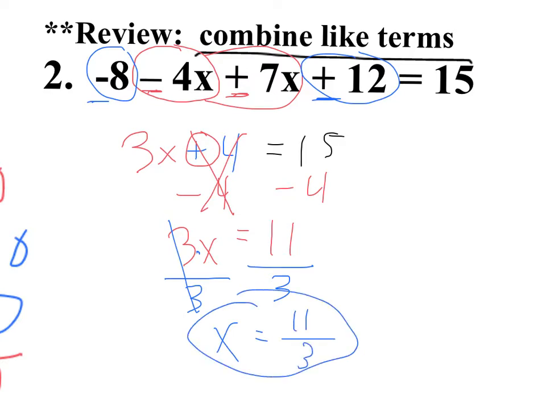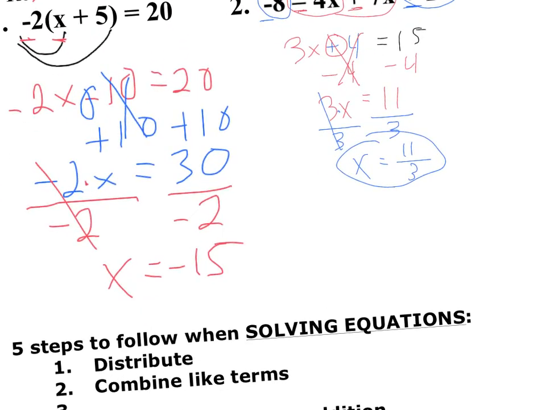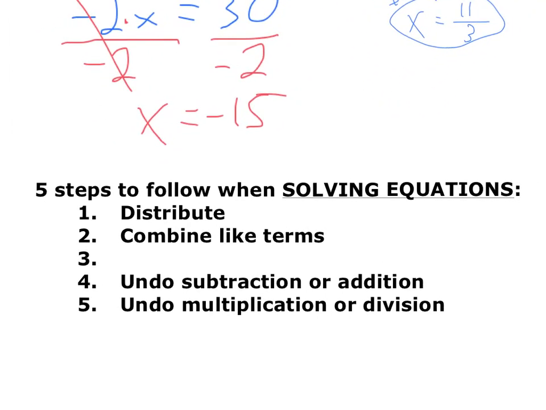Okay, so that's just a quick review over distribution and combining like terms. Hopefully you've internalized that and understood that a little bit more. Here are our 5 steps that we've learned so far. And we're not really adding any more steps today. We're just going to put more different parts to the problem. You're not learning anything new, you're just adding a couple of different steps to what you already know.